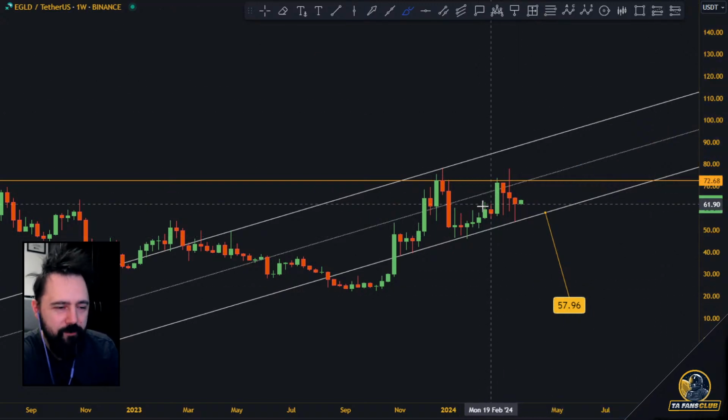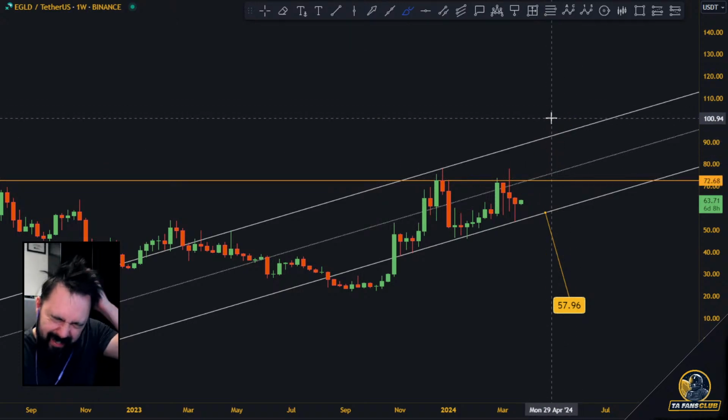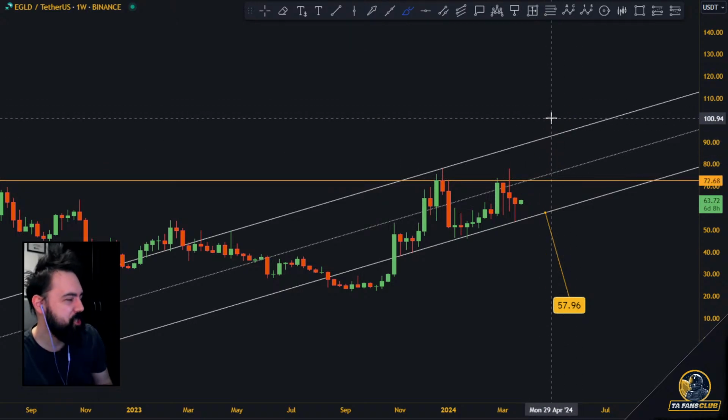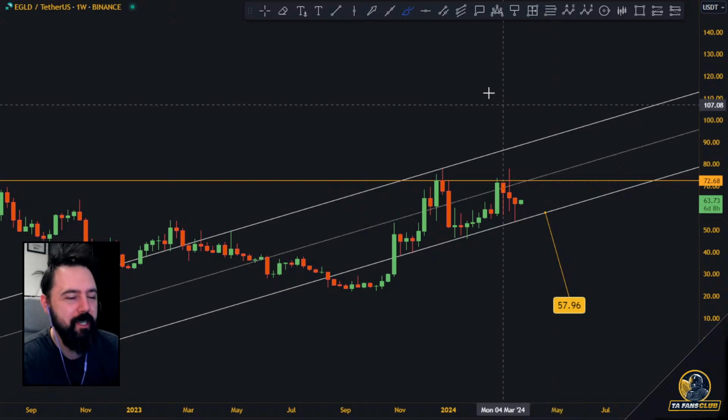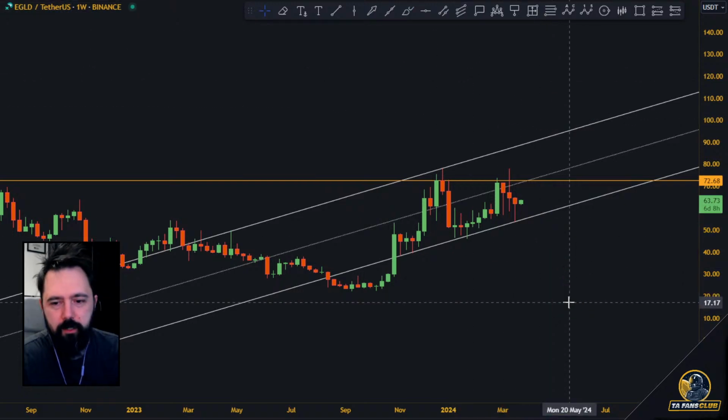So waiting for coins inside these sloppy channels to bounce towards the upside, it's kind of a bad idea the way I see it. Unfortunately, I do have a lot of coins that are actually in these kind of channels, and they take so long to break out. So, there's that.